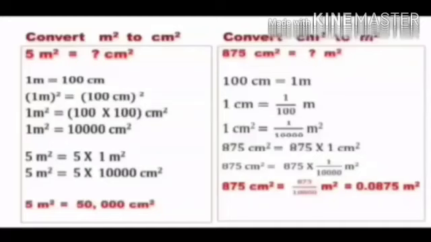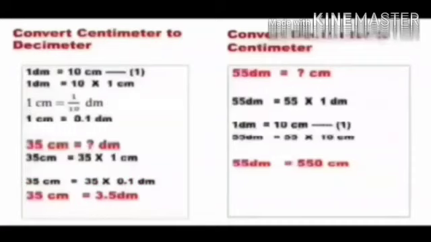So, 875 centimeter square is equal to 875 times 1 over 10,000 meter square. We can write 875 centimeter square is equal to 0.0875 meter square.